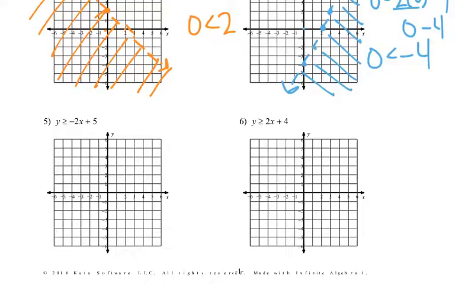Okay. Number 5. Positive 5 for my y-intercept. Slope of negative 2 over 1. Down 2 to the right 1, and so on. Okay, there's a line under it, so I know it's solid. Pick my point.